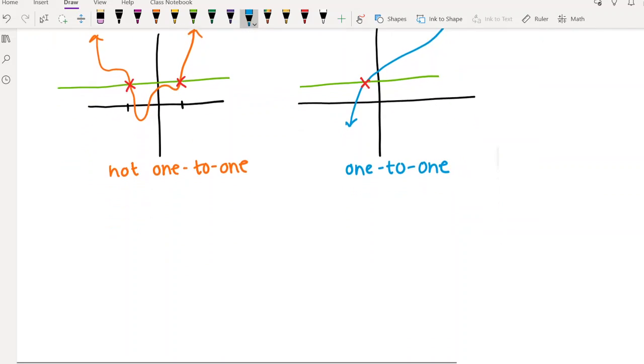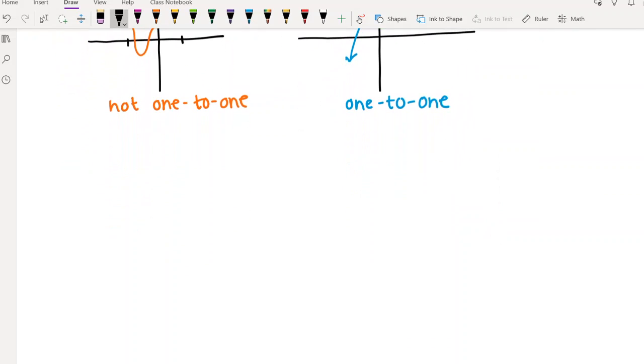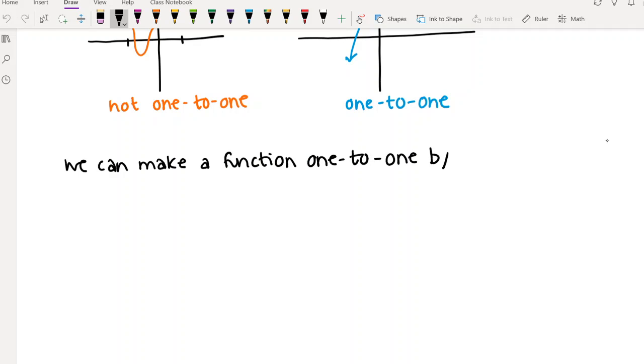So how do we deal with this issue? Well, you can make a function one-to-one by incorporating a domain restriction, by restricting its domain. So basically it's like cutting off a piece of the graph in order to make the graph pass the horizontal line test.